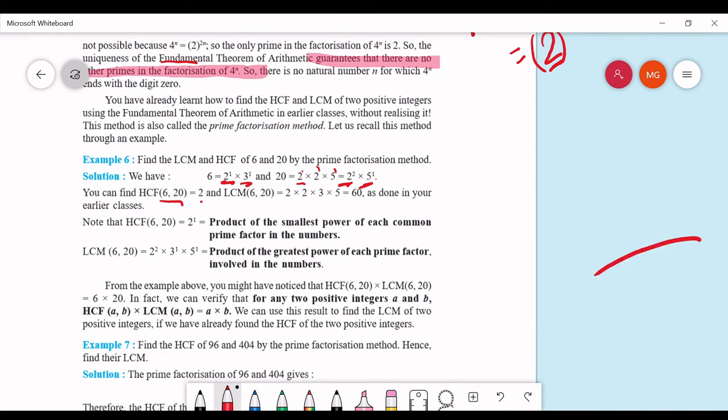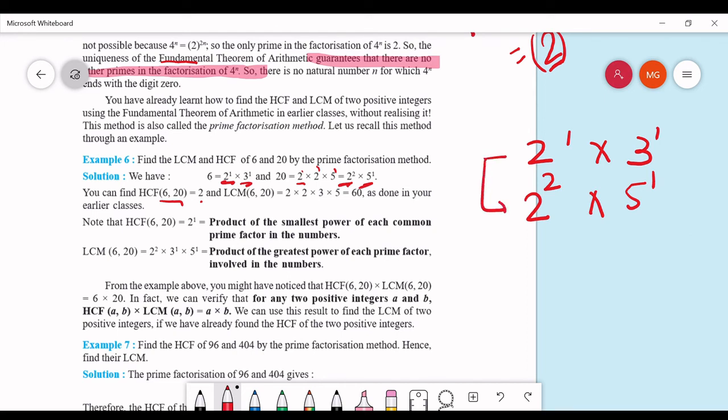See how you're calculating the HCF. Here it is 2 to the power 1 multiplied by 3 to the power 1, and this is 2 to the power 2 multiplied by 5 to the power 1. So the highest factor which is common in both of them is what? Only 2 is common, and that too only one time. So 2 to the power 1, which is ultimately 2. So your HCF is 2.